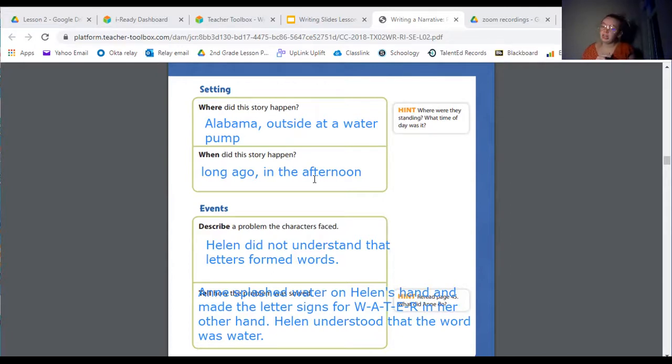Let's take a minute to think about which details will be the most important to use when we write our own narratives. What does each detail tell about the characters, the setting, and the events? Go back through and place a check mark with your pencil by the details that you think are the most important.